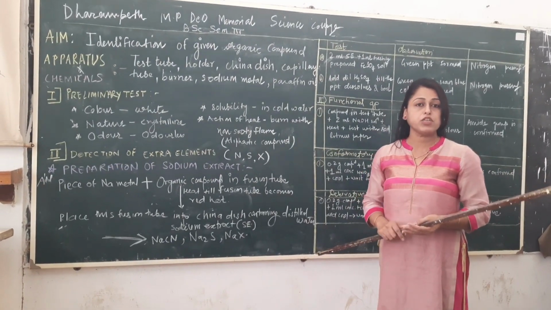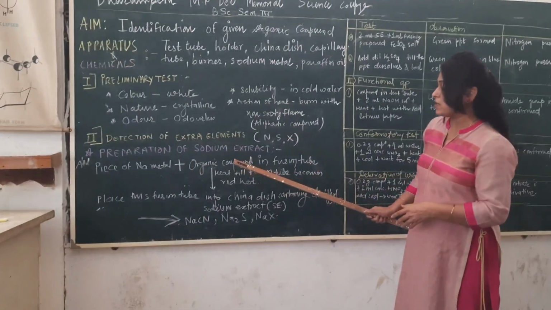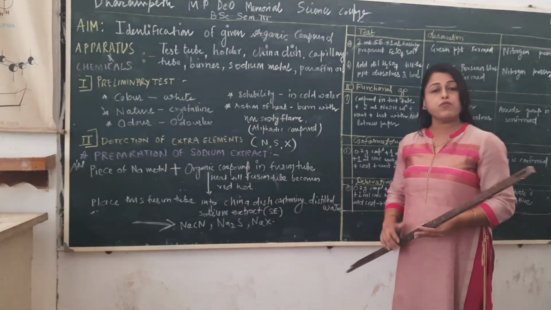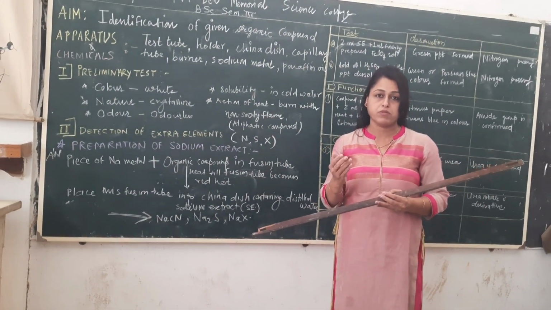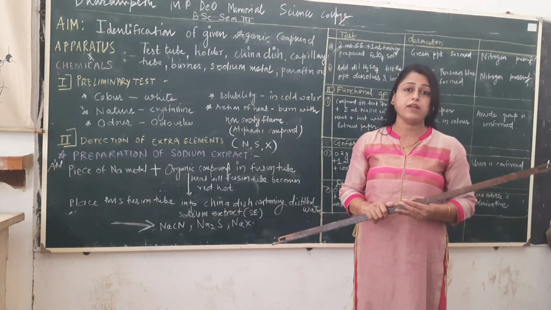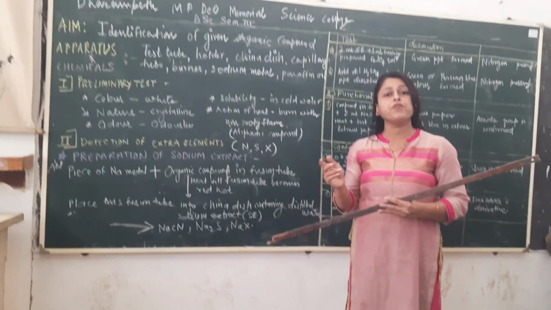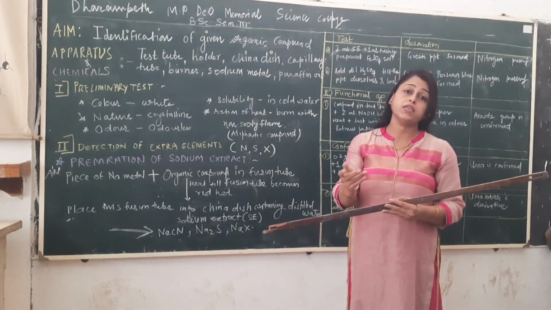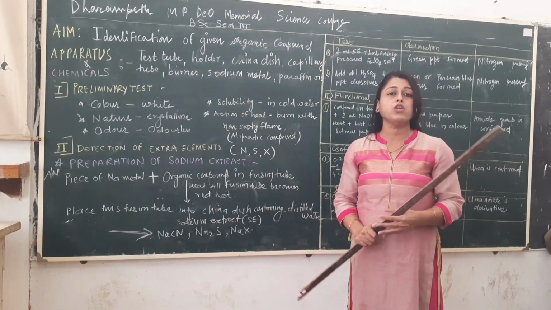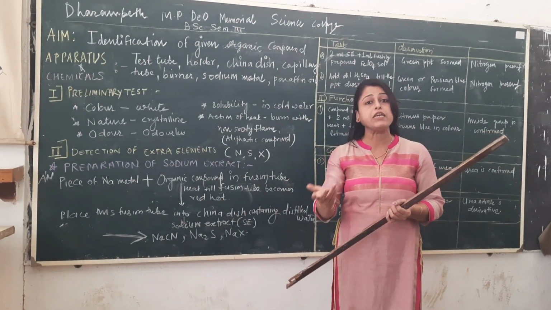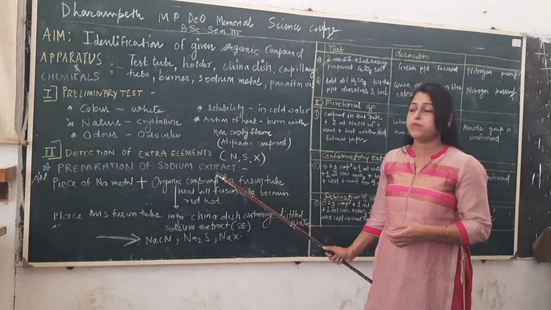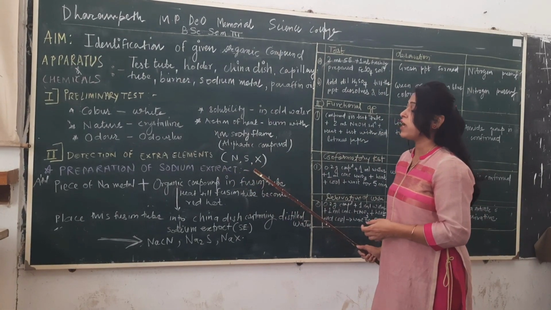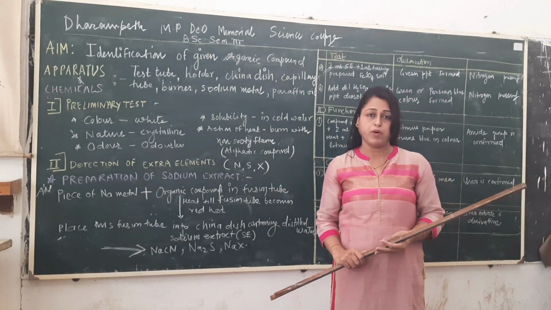And what is the procedure for that? We will discuss this procedure later on. But what actually happens when we convert our organic compound into the sodium extract is that the organic compound changes to an ionic inorganic substance, and this ionic inorganic substance will easily give us the test for extra elements, whether an extra element like nitrogen, sulfur or halogen is present in the compound.